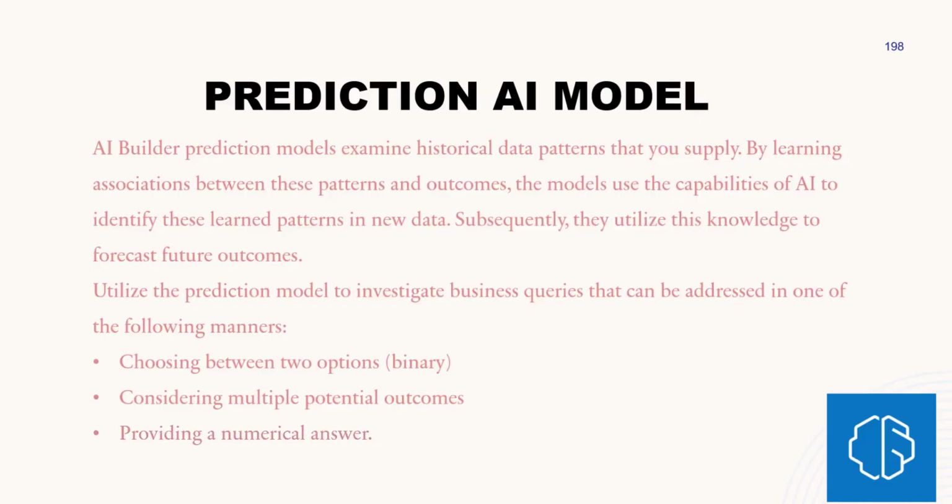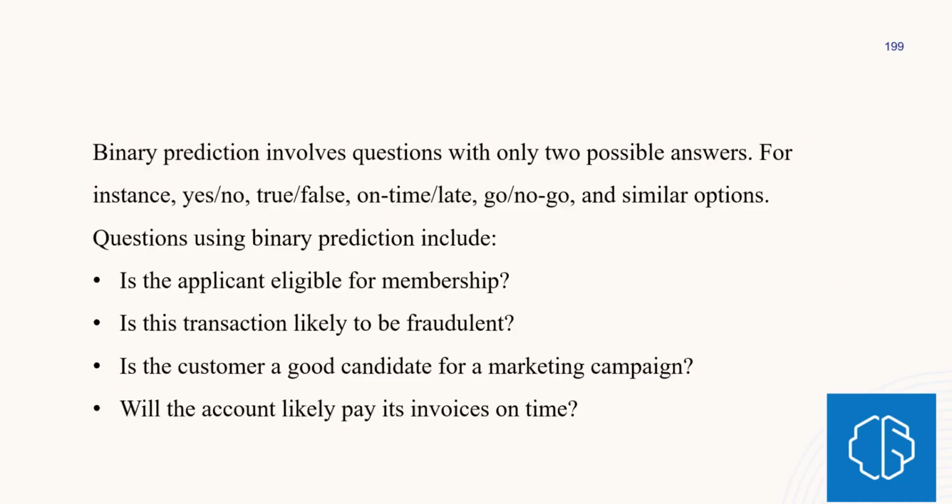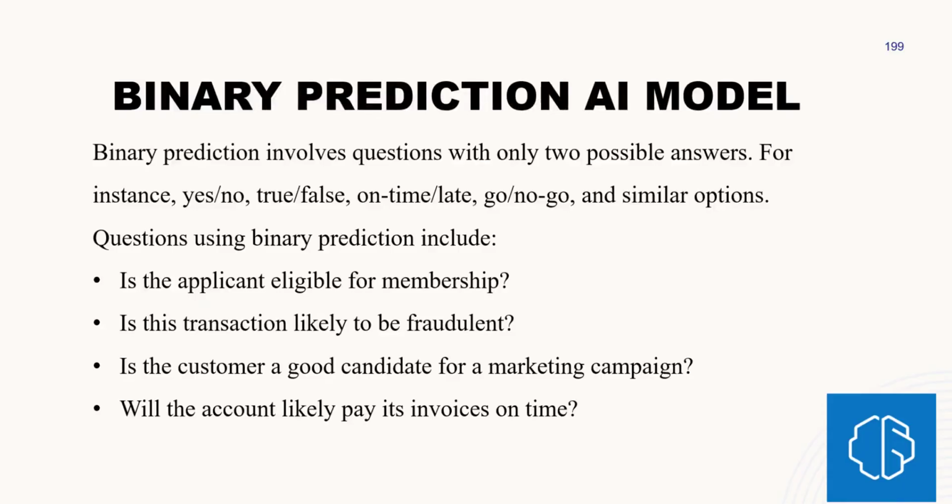So now let's discuss all this process one by one. First one is the binary prediction AI model. This model involves a question with only two possible answers. For instance, yes or no, as I told you, true or false, on time or late, go, no go, and similar options. So here you can see some of the questions. Is the applicant eligible for membership? Is the customer a good candidate for a marketing campaign? Will the account likely pay its invoice on time, or is this transaction likely to be fraudulent?